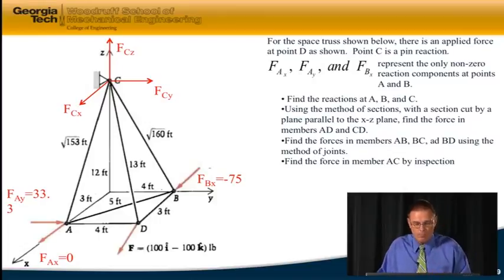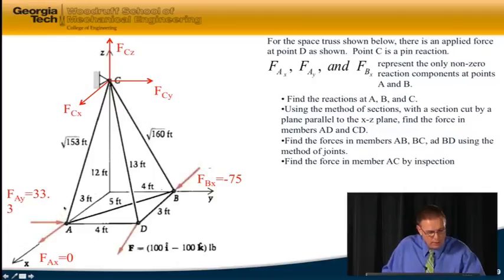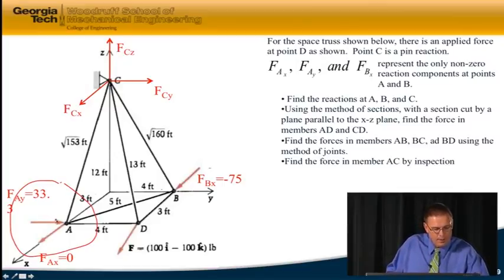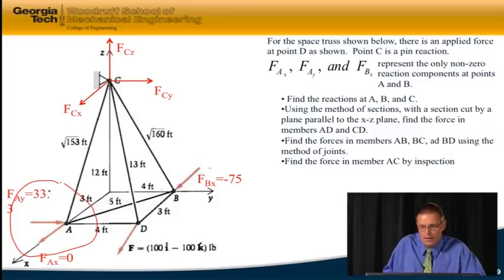Let's go ahead and do the last part of the problem, which is find the force in member AC by inspection. If I look at this joint A here, and I look in the Z direction, I can see if I isolate this that the only force that I could possibly have in the Z direction is the Z component of FAC. And since that's the case, it must be equal to 0 by inspection. So you should be able to say that member AC is 0 by inspection, but if you can't, you can always do a free body diagram of that joint.